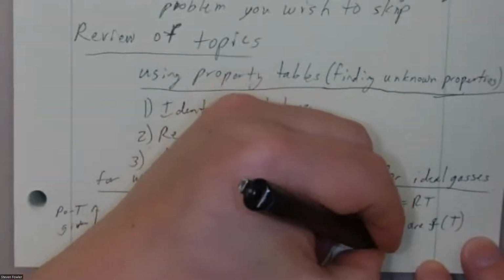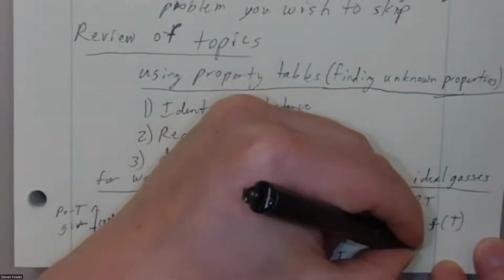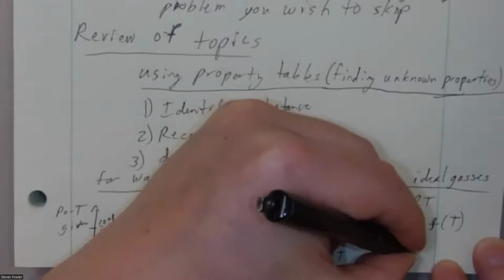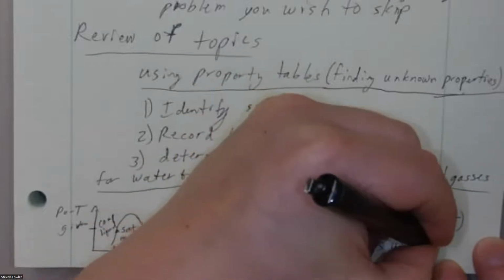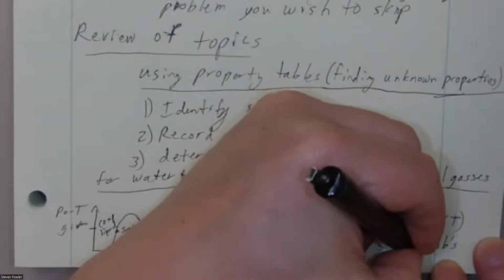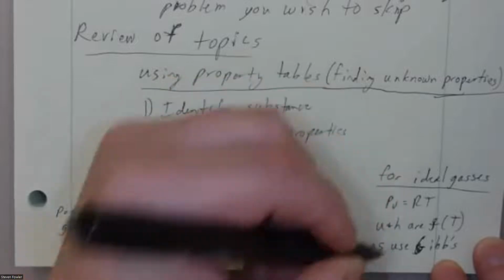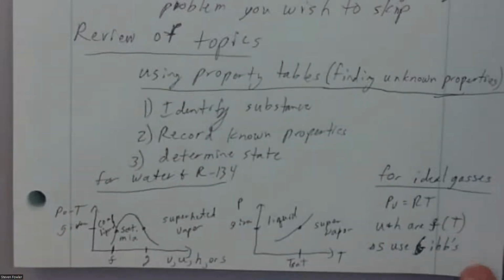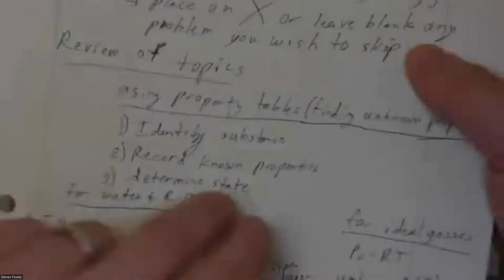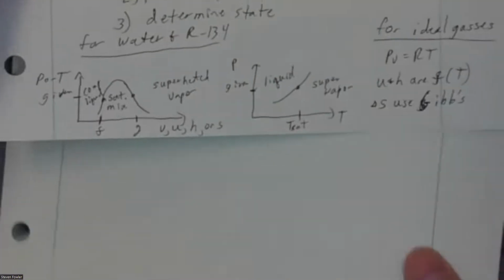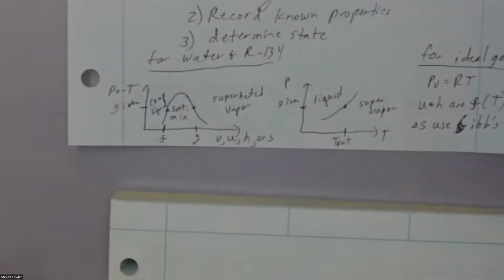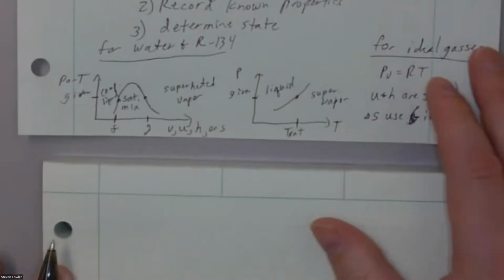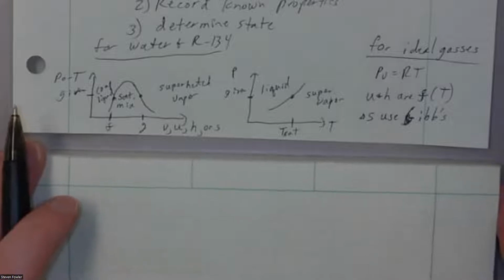And for S values, really, it's going to be the change in S values that I'm actually after. So let's say delta S. For delta S, we're going to use Gibbs equation. So those are the tools I've got for properties for an ideal gas. If it's water or R134, we're just going to use property tables.